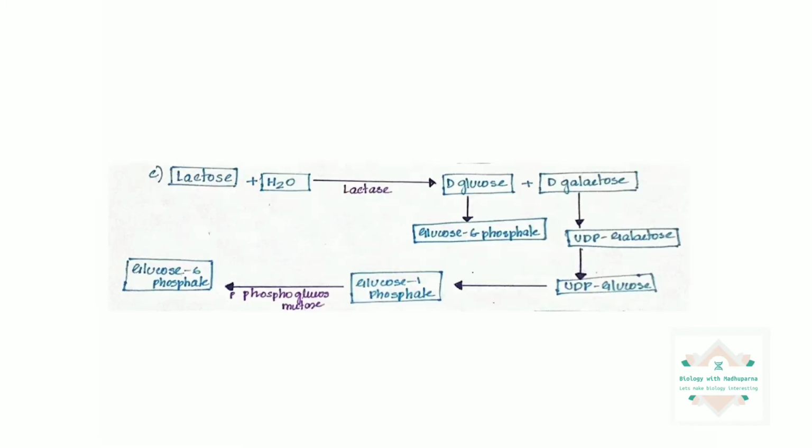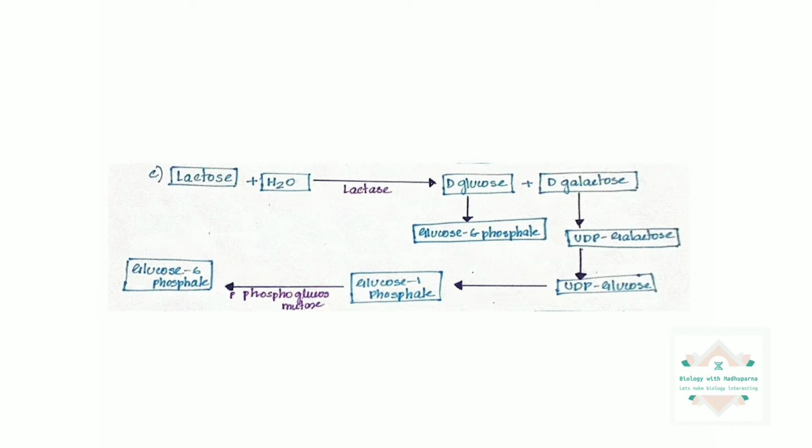Our third disaccharide is lactose. So lactose consists of 1 molecule of glucose and 1 molecule of galactose. It can be hydrolyzed with the help of the enzyme lactase into 1 glucose molecule and 1 galactose molecule. That glucose molecule can directly enter into the glycolytic pathway, but the problem is how we will convert this D-galactose into an intermediate of our glycolytic pathway, so that it can enter the glycolytic pathway.